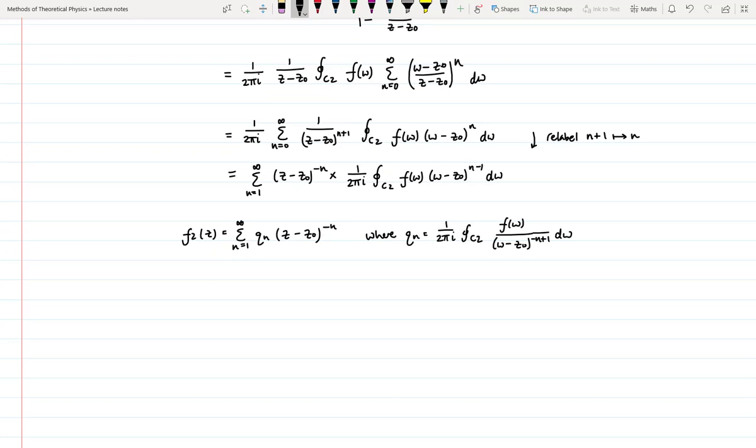And we're done. We can therefore write that our function, where z is in that annulus between C1 and C2, is given by f1 of z plus f2 of z, which is the sum of terms in ascending powers of n plus this sum in terms of descending powers of n. Once again, we've arrived at our Laurent series.